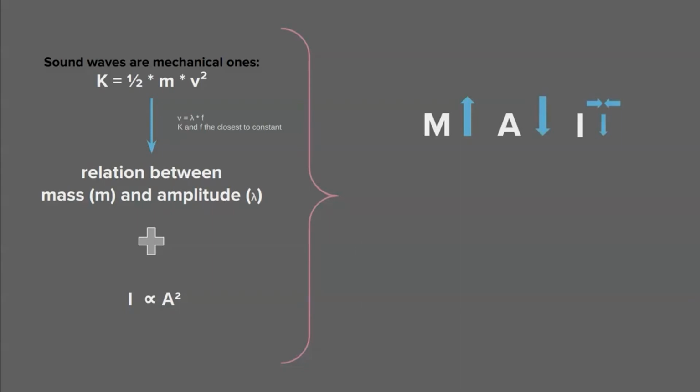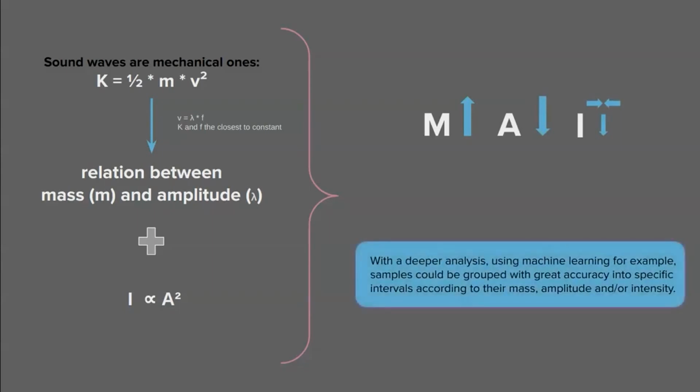We admit that with a deeper analysis, using machine learning for example, samples could be grouped with a great accuracy into specific intervals, according to their mass, amplitude, and/or intensity.